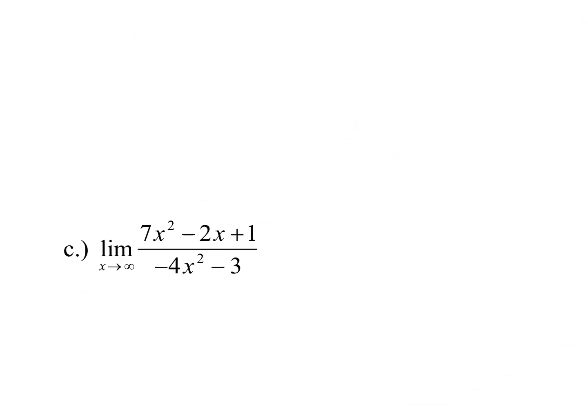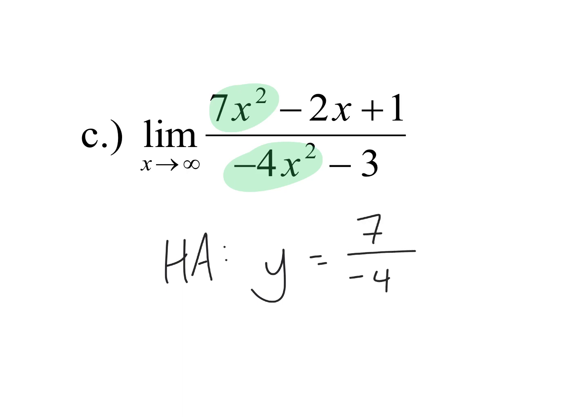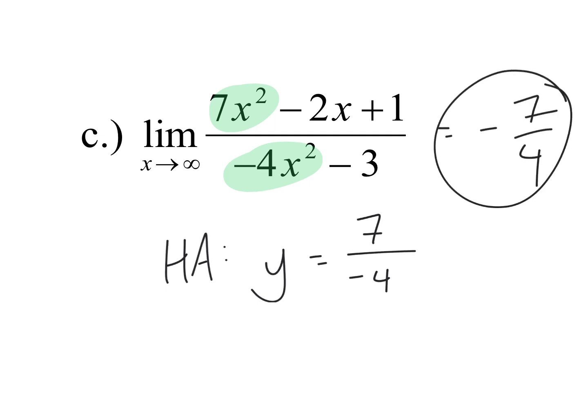Let's look at letter C. In this case, I have the degree on the top is equal to the degree on the bottom. And so remember, that means that the horizontal asymptote is the lead coefficient, which is 7, over the lead coefficient, which is -4. And that is what my limit equals. If I were to graph this, as x approaches infinity, my right hand would be really, really close to the horizontal asymptote. It gets really close to -7/4.